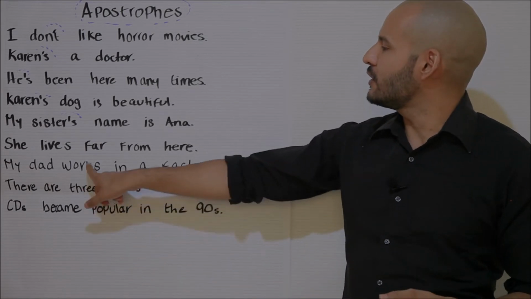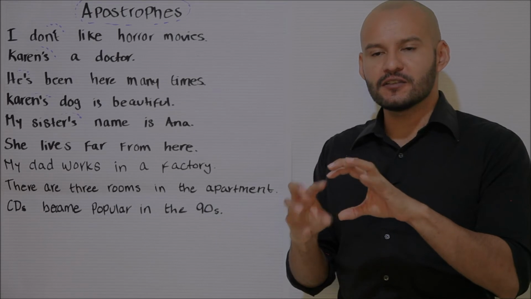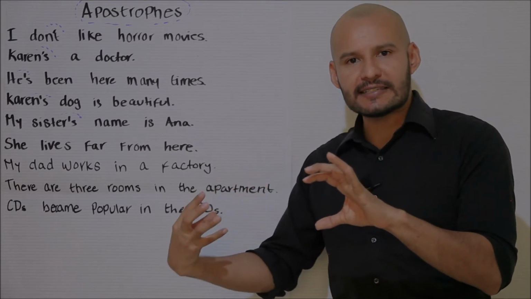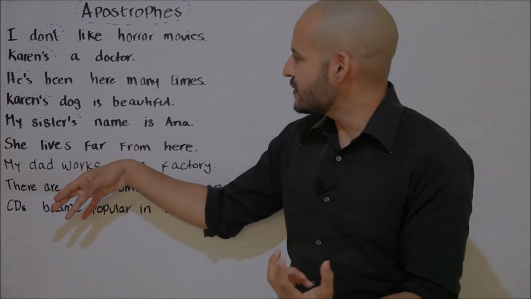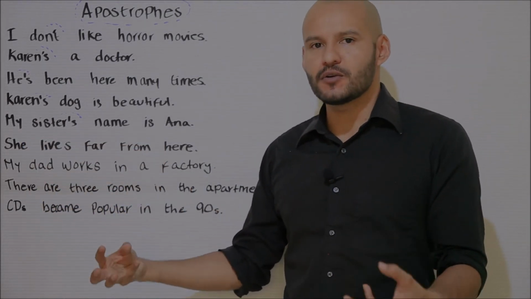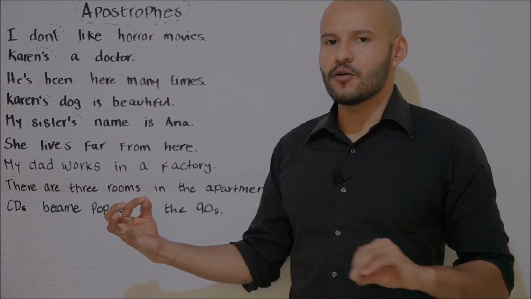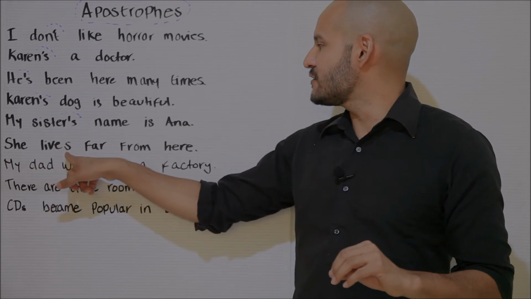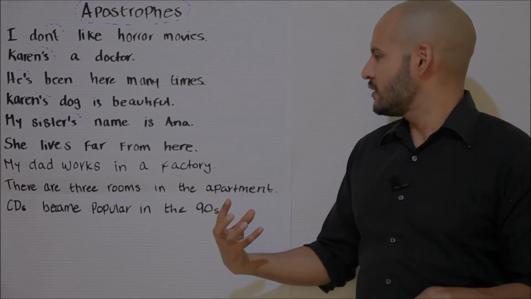So for example, in the simple present, verbs, you add an S to a verb in the simple present if the subject is he, she, or it, third person singular. But just an S, there is no apostrophe. So she lives far from here, or my dad works in a factory.